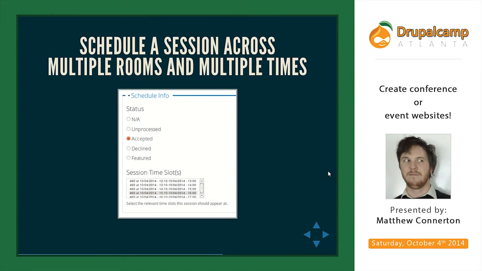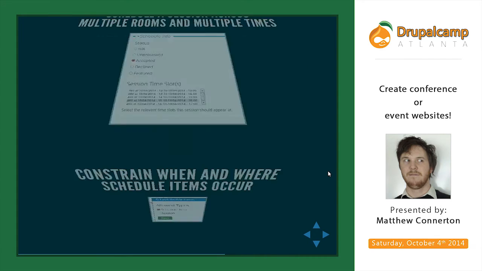Scheduling a session across multiple rooms and multiple times. So this is scheduling a session or a schedule item. Maybe you have a training session that is in the same room all day. These are all of our schedule items, so you can just select and hold down Control or Shift and check all the rooms and time slots that this session is supposed to be in all day. And it will appear under those places in the schedule.